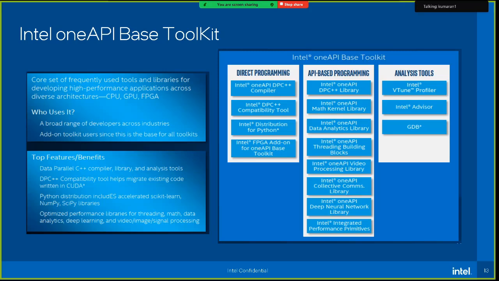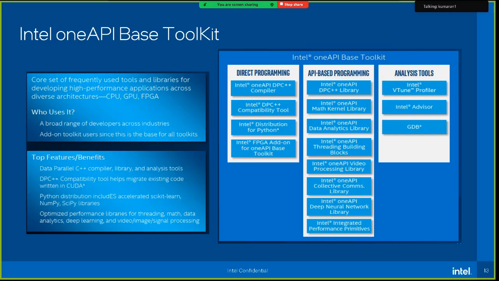Then you have the Intel Distribution for Python. So basically, these are Python extensions. So you may write your code in Python, and you may want to generate DPC++ code, and all those sorts of things, basically trying to make the developers' life easy.